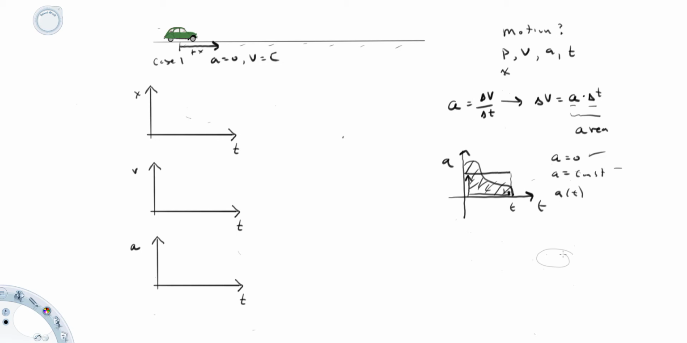So that's how we go from acceleration to velocity information, using this concept that your change in v is equal to area times your delta t. This will typically allow you to write some sort of function for the velocity.